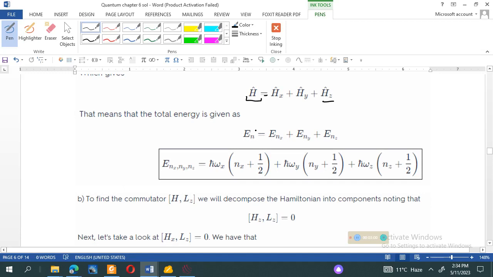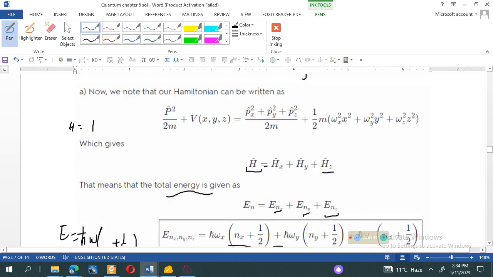So the energy will be equal to, because we know that the total energy is given by En equal to Enx plus Eny plus Enz. So if the energy for a one-dimensional harmonic oscillator is E equal to h cut omega into (n plus 1 over 2), then for three dimensions, for x it will be h cut omega x into (nx plus half). Similarly for y, it will be h cut omega y into (ny plus 1 over 2), plus h cut omega z into (nz plus 1 over 2). This is for z. So the total energy E nx ny nz will be equal to the sum like this.